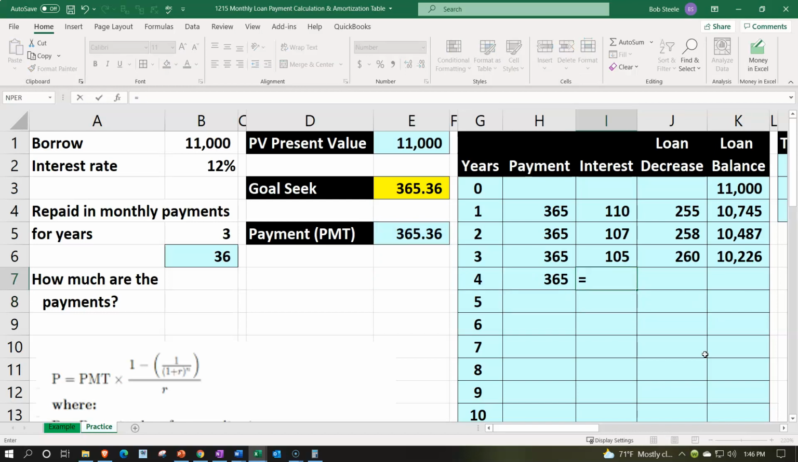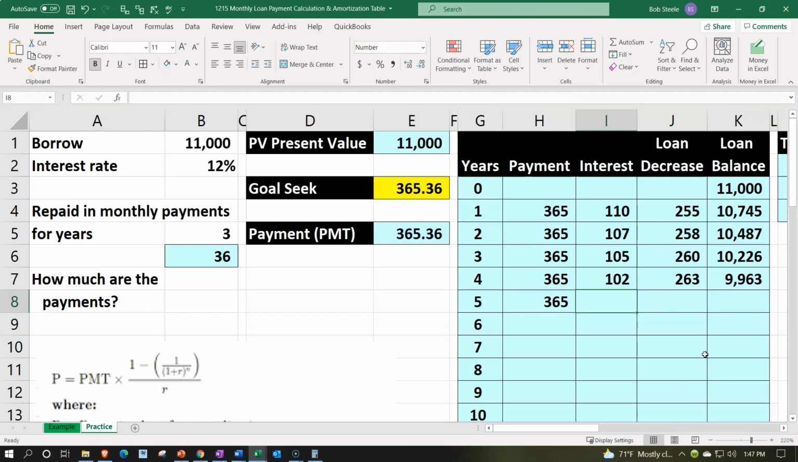365 payment, interest is going to be the 10,265 times the rate of 12%, but that would be for a year, so we divide it by 12 for the monthly rate. Then we're going to take the amount of the payment, which is still the same 365, but now the interest is going down to the 102, so the decrease in the loan goes up to 263. So now we've got the new loan balance, which was at 10,226 minus the 263, new balance 9963. One more time, and then we'll do it the easy way.